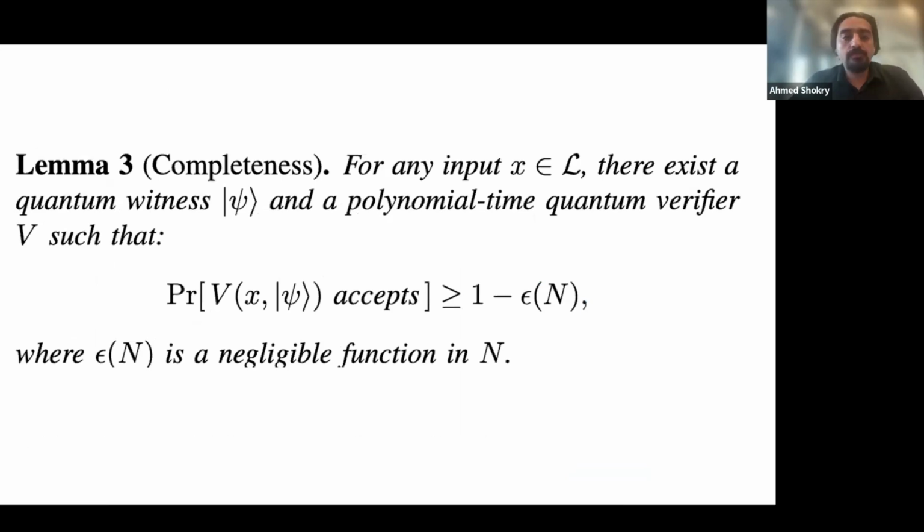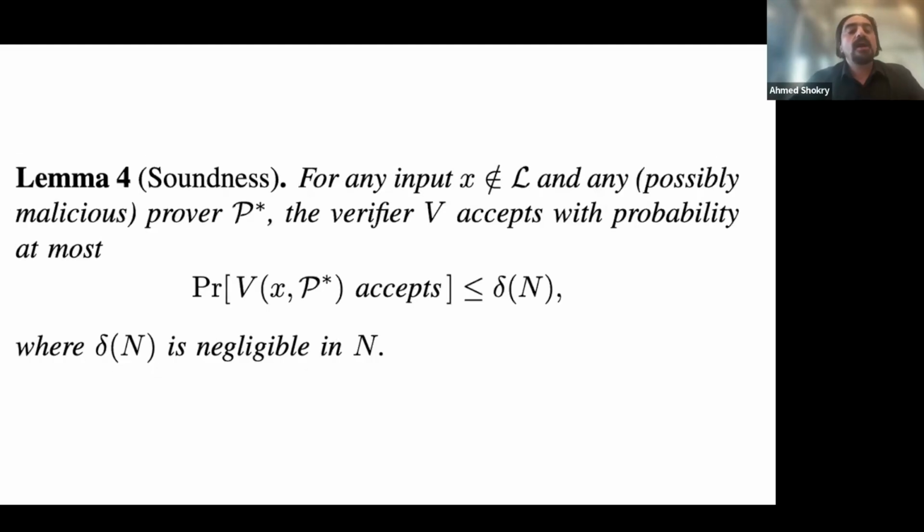Our protocol is complete and sound. Complete in the sense that, given an honest prover that reports the correct angle between the two groups, the verifier can accept this proof with high probability, 1 minus epsilon n, where epsilon n is a negligible function in n.